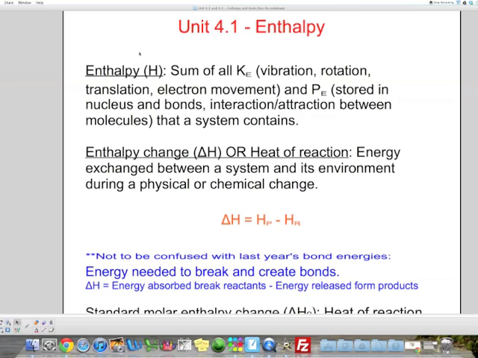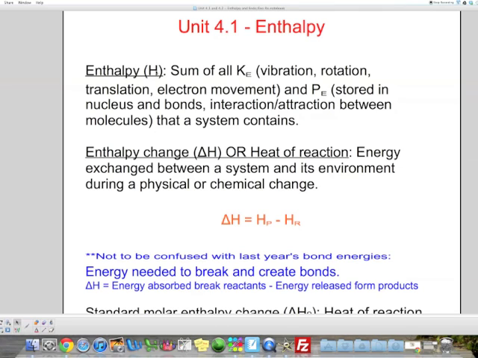So if we take all our atoms at the beginning of a reaction, before they actually react together, or all our molecules, and we look at the amount of vibration, rotation, translation, and the amount of energy stored in their nuclei and bonds, so all of those energies combined together, as well as the energy involved in the interaction or attraction forces between the molecules or atoms. So if we take all that into consideration, we will call that enthalpy, which again is represented by a capital H.